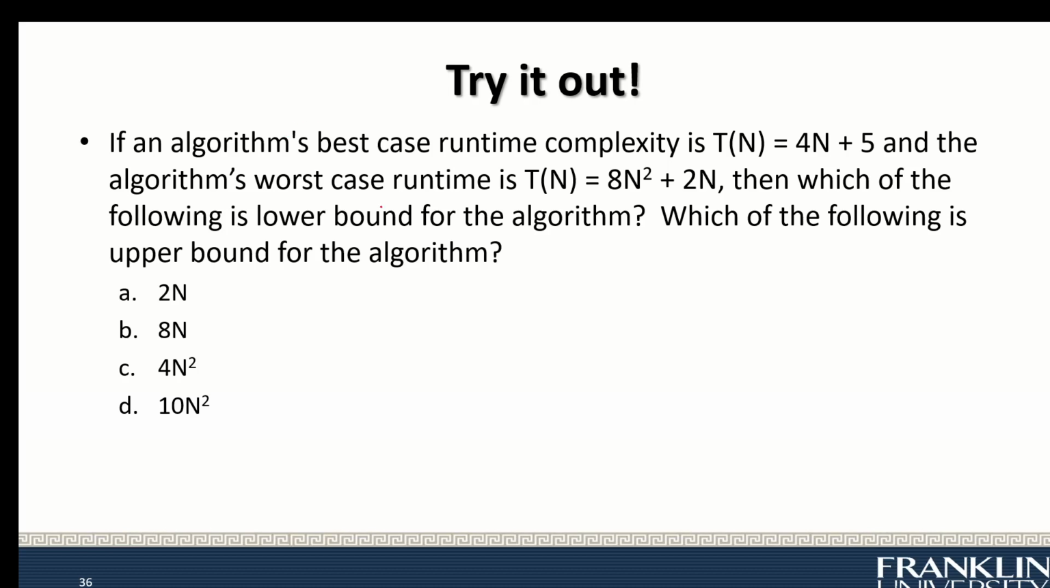Since the best case running time is 4n plus 5, the lower bound would be 2n. For all n, 2n would be less than 4n plus 5. And the upper bound, in this case, would be 10n squared. For all n, 10n squared would be greater than or equal to the worst case runtime of the algorithm, 8n squared plus 2n.